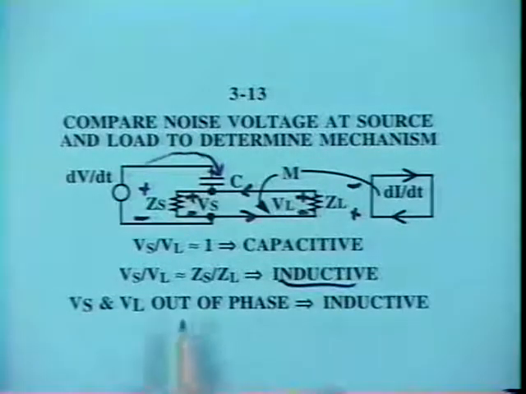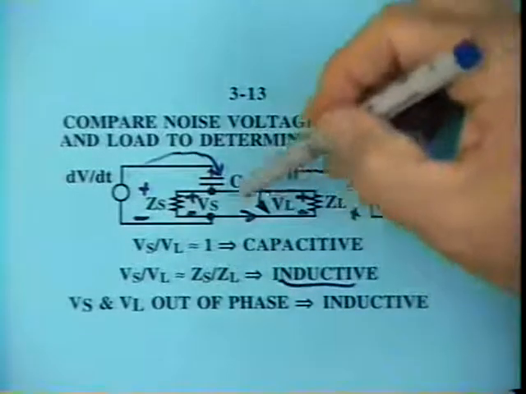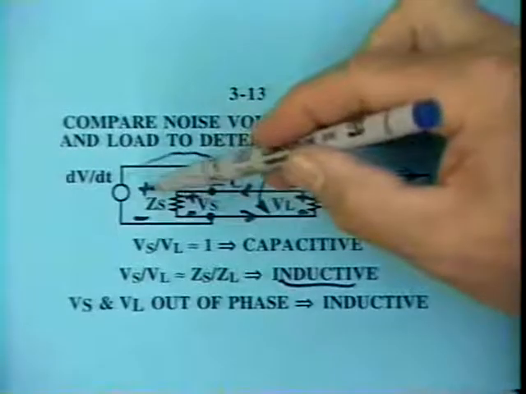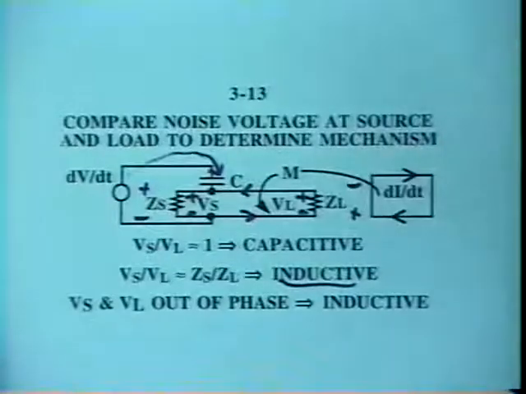Now, you wouldn't expect the voltages at the two ends to be 180 degrees out of phase if it's inductive. That would only be true if we had purely resistive loads. If there's reactance in the loads and, of course, a little reactance in the cable, then the phase difference between the noise at the source and the noise at the load wouldn't be exactly 180 degrees, but it would probably be more than a few degrees difference.